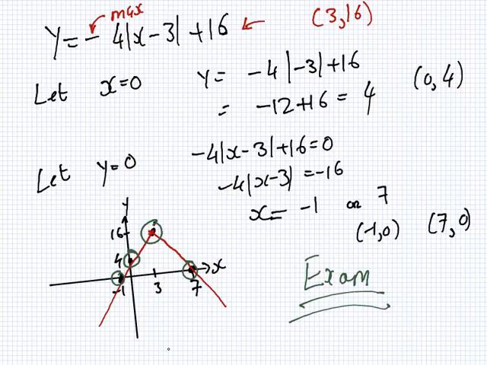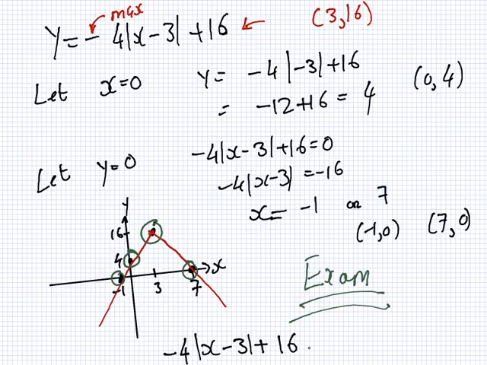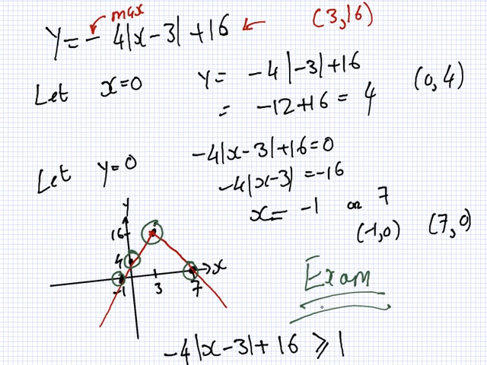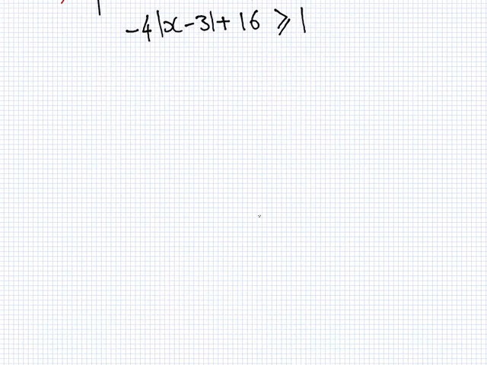So let's say I want you to solve minus 4 absolute x minus 3 plus 16 greater than or equal to 1. So how can we solve something like this? Let's try. We have absolute x minus 3 and then the minus 4 greater than or equal to, maybe I'll make it a little bit easier by making that a 4. So then that would be 4 minus 16, which is minus 12.